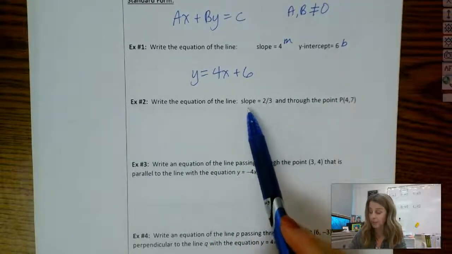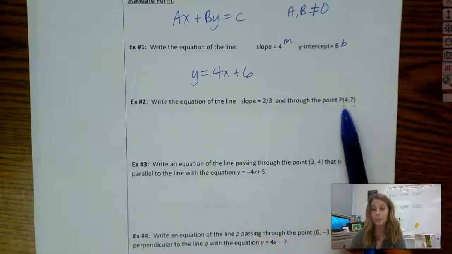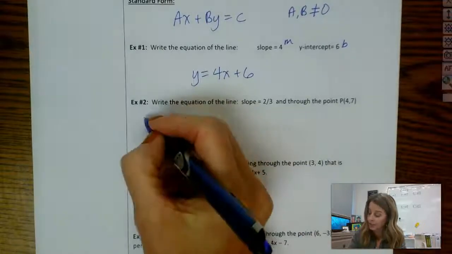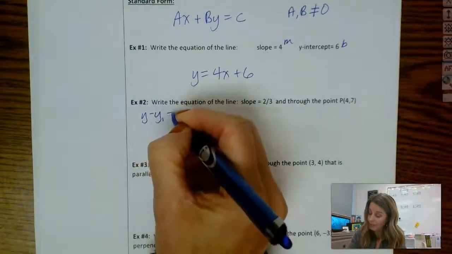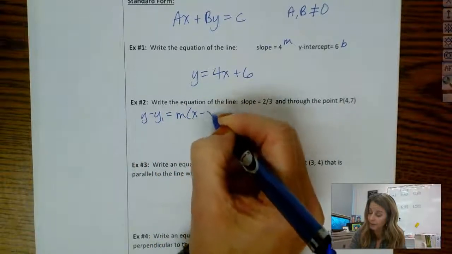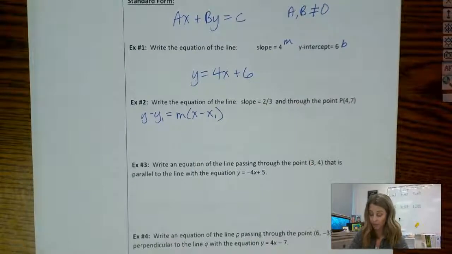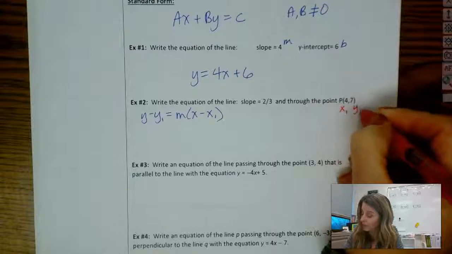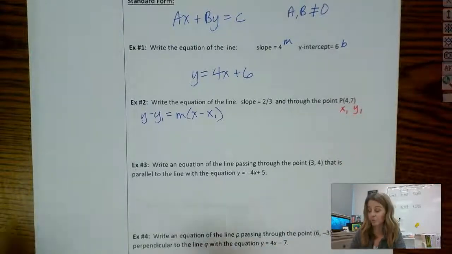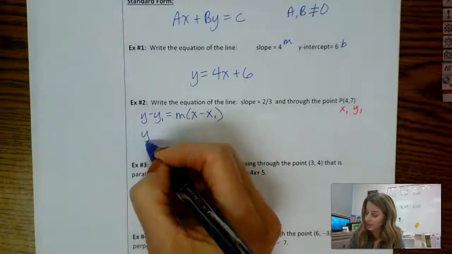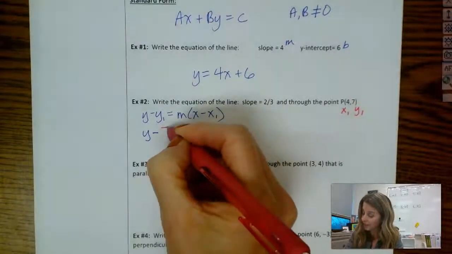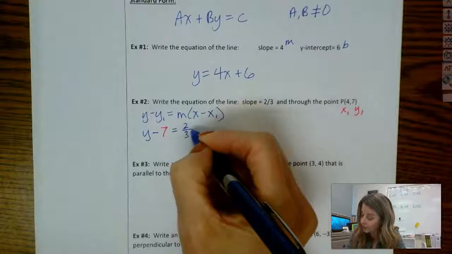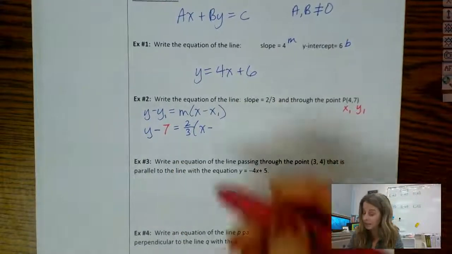All right, number 2, write the equation of the line. The slope is 2/3 and the point is (4, 7). I don't know the y-intercept, so I'm going to jump to point-slope form first. So let's write that down: y minus y1 equals m times x minus x1. I'm going to call 4 as x1, 7 as y1, and plug that in here with colors so you can see that a little easier. So y minus y1 is the 7, equals m, of course, the 2/3, times x minus, and the x1 is 4.